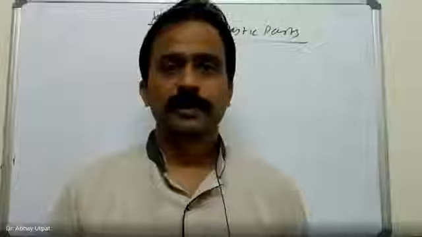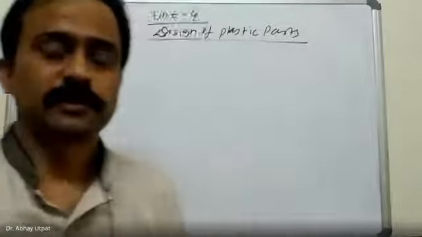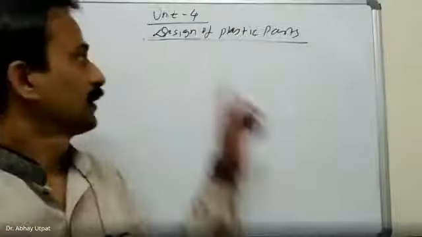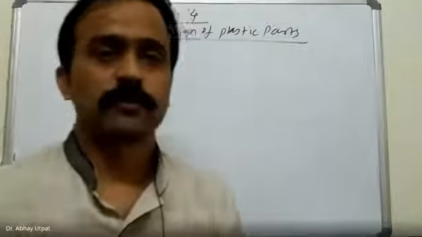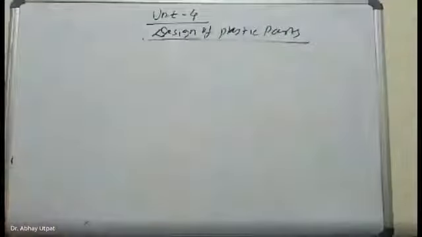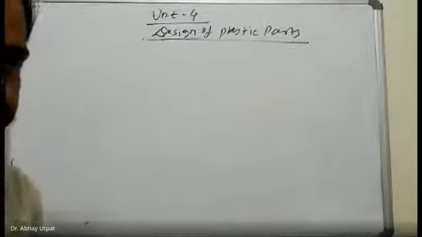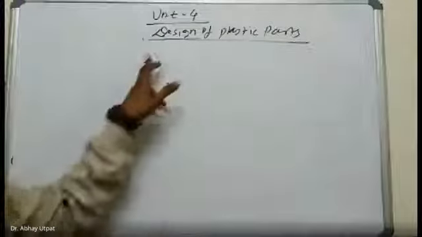So good afternoon, everybody. Today we are going to start the next part of the subject Plastic Engineering, that is design of plastic parts. Up to the previous class, we have completed 3 units, namely plastic types, meaning introduction to plastic, then processes of plastic, and design welding of plastic. The fourth unit is dealing with design of plastic parts.